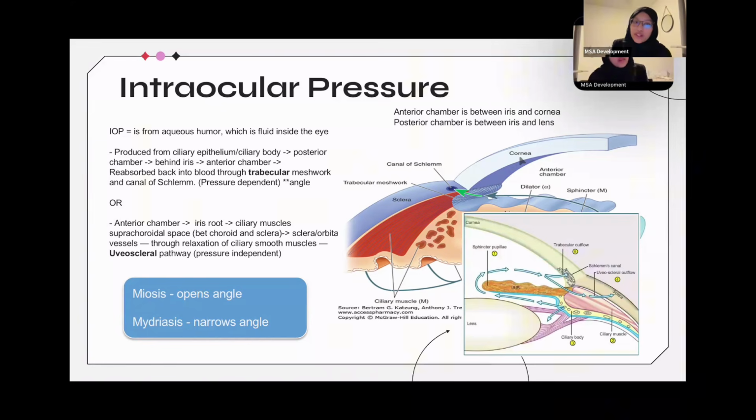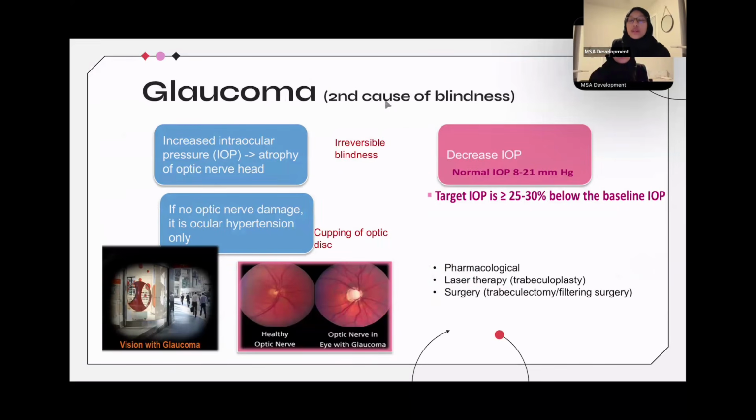This is called glaucoma. Glaucoma is an increase in intraocular pressure due to either blockage of the drain or increased production from the cells themselves. Okay, so two pathways. Glaucoma is the second leading cause of blindness. First was diabetes. It's the increased intraocular pressure that can compress the optic nerve and cause damage and atrophy and cause this optic cupping that we saw before in the first few slides.